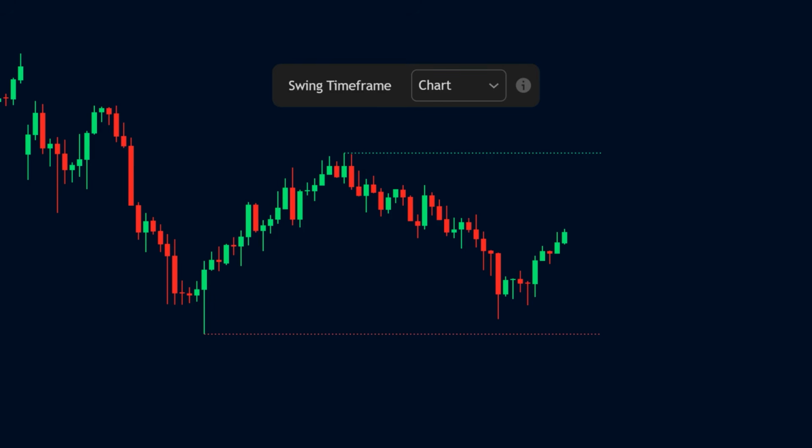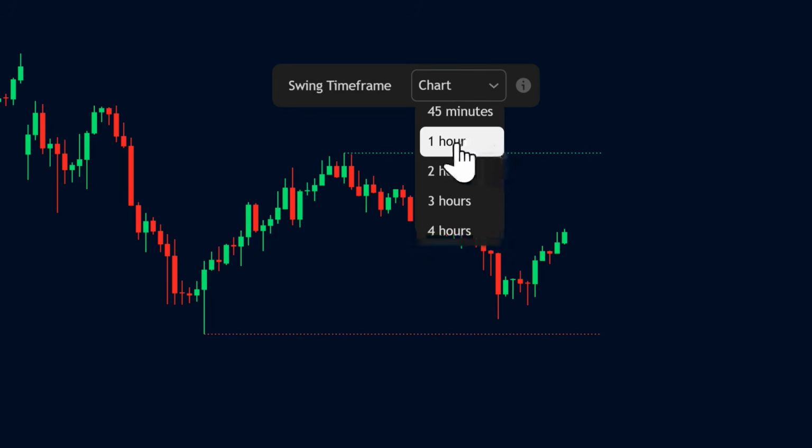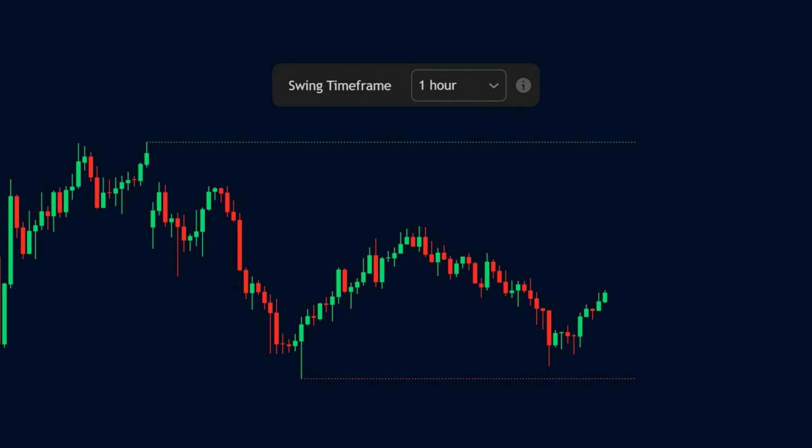Next, there is swing time frame. By default, it uses the chart time frame, but swings can also be detected from a higher time frame and projected onto the current chart. This is powerful because it allows trading on a lower time frame while still respecting higher time frame structure. The indicator combines smaller candles into higher time frame logic, tracks the highest highs and lowest lows during that period, and saves the exact time those levels occurred so they can be placed accurately on the chart.